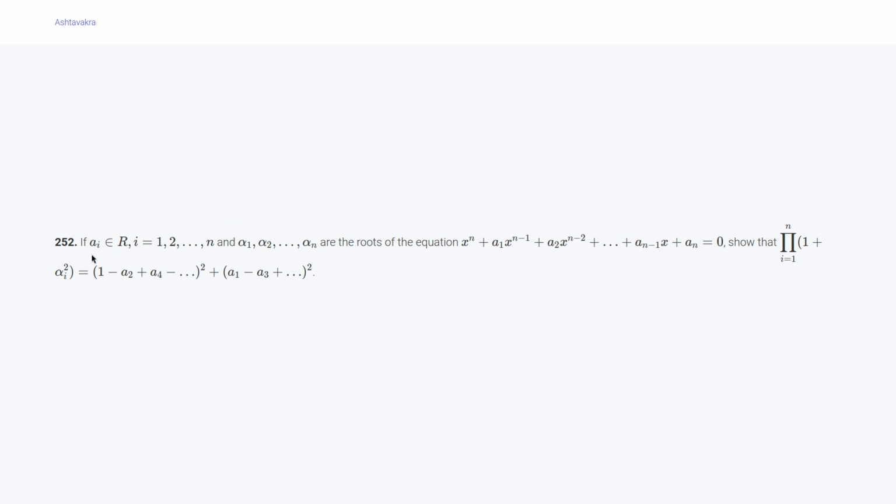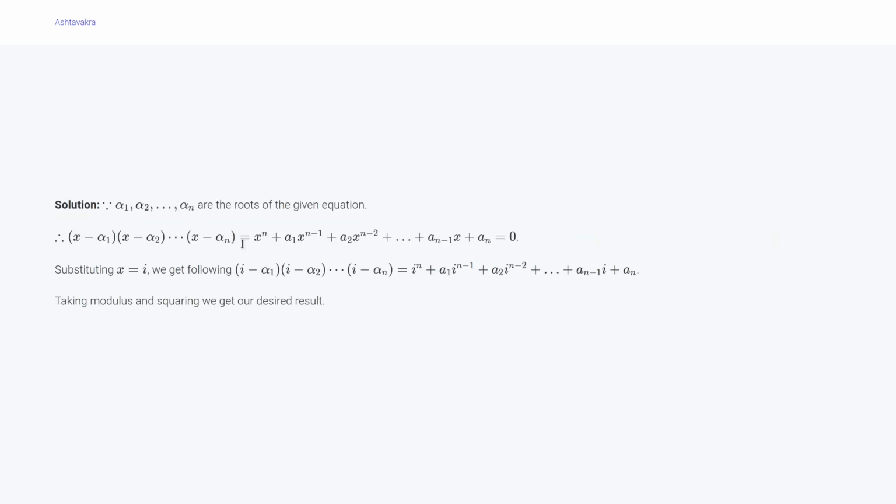Question 252 says that if ai belongs to the set of real numbers where i is equal to 1 to n, and alpha 1, alpha 2, up to alpha n are the roots of the equation x to the power n plus a1 x to the power n minus 1 plus a2 x to the power n minus 2 and so on up to a n minus 1 x plus an is equal to 0, show that product from i is equal to 1 to n of 1 plus alpha i square is equal to 1 minus a2 plus a4 minus and so on whole square plus a1 minus a3 and so on whole square.